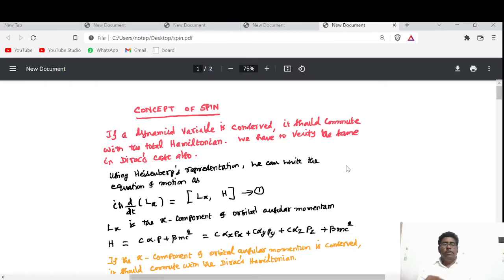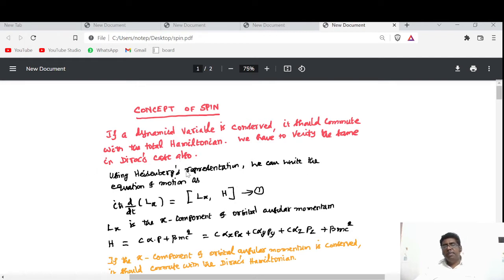So in this presentation, we have to talk about the concept of spin. Suppose a dynamical variable is a constant, that dynamical variable should commute with the total Hamiltonian. This is a rule available in classical mechanics. We have to verify this condition in the Dirac case also. For that, start with the Heisenberg representation.